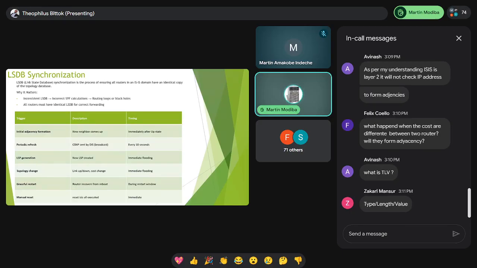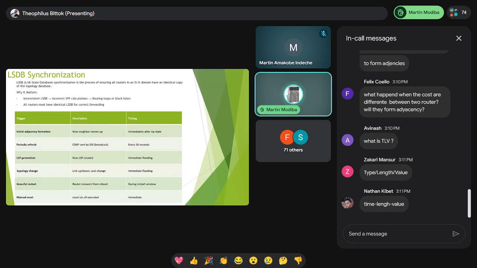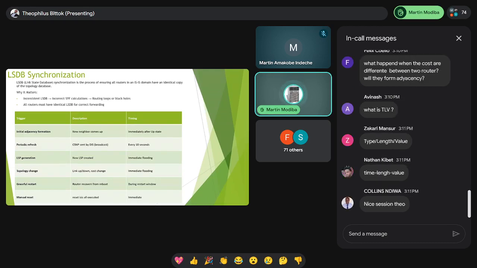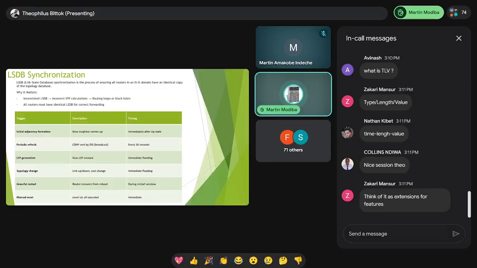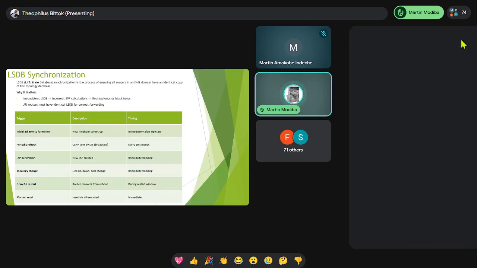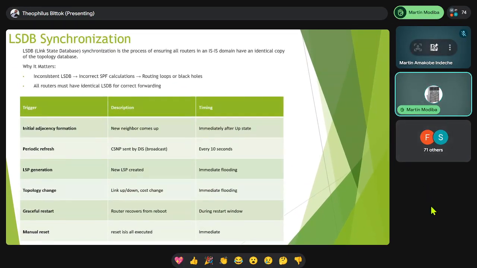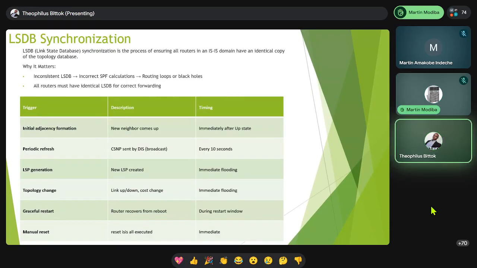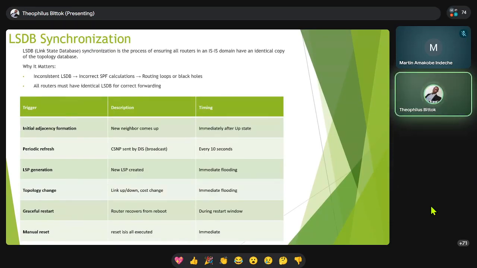How will that impact the negotiation on two routers when it comes to ISIS, and which TLV value or values are used for the negotiations for ISIS? For most of the TLVs used for negotiation, I can say it is the area address for level one, and then also the authentication and also the IP address.